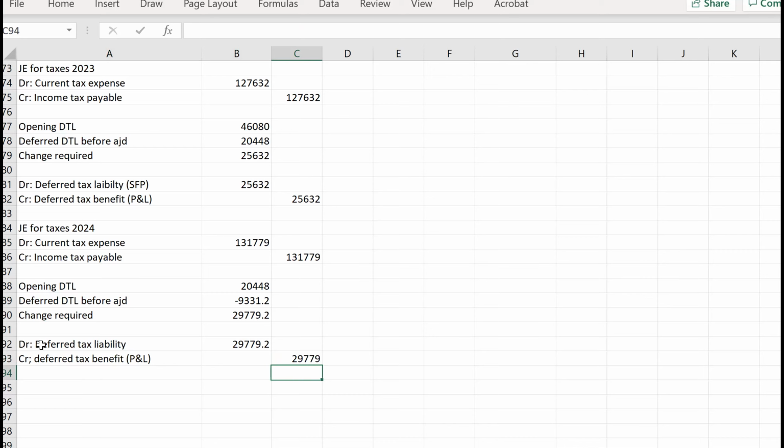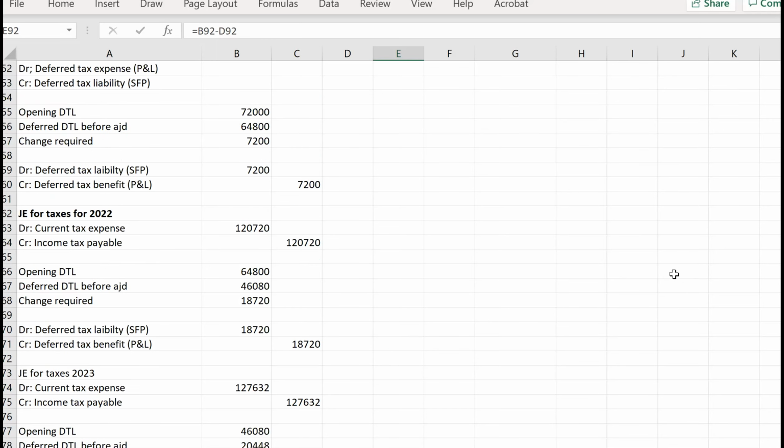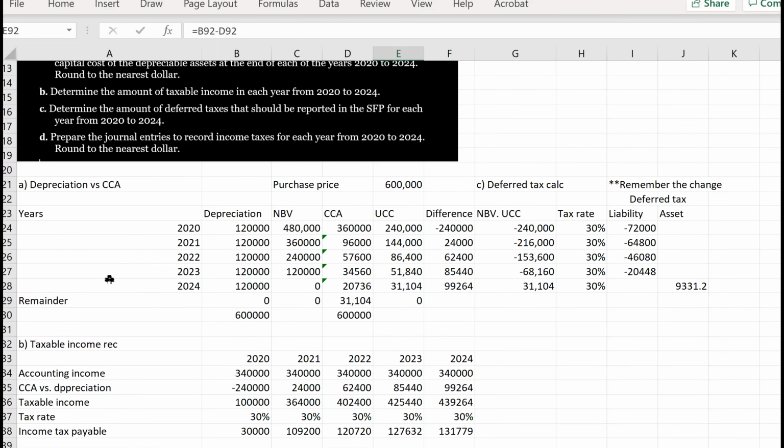So you can see that now we've actually got a contra balance in our deferred tax liability because in our deferred tax liability account, we only had 20,448. And now we have 29,779. So it's actually going to show up as an asset on our balance sheet for the difference, which is going to be 29 minus 20. So you can see now we have this asset, deferred tax asset of 9,331, which is exactly what we wanted based on our schedule up here, where you can see that now we end up with an asset in the last year.